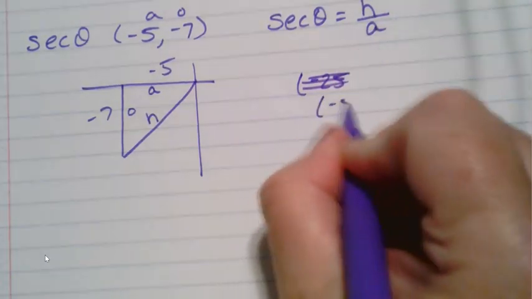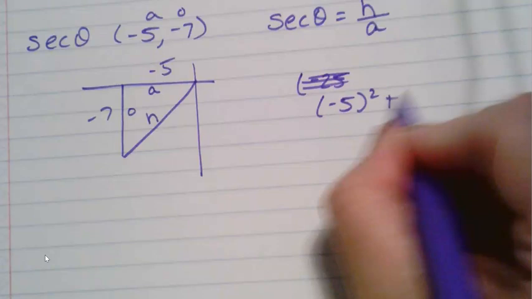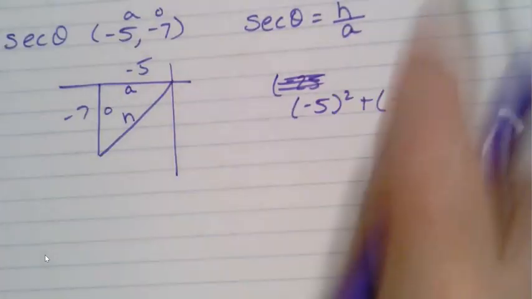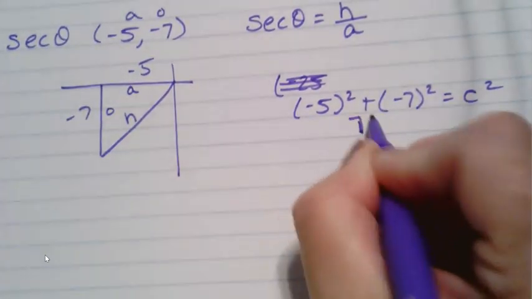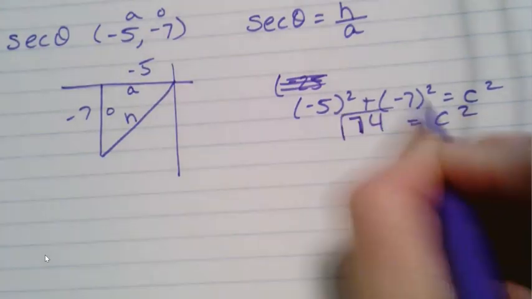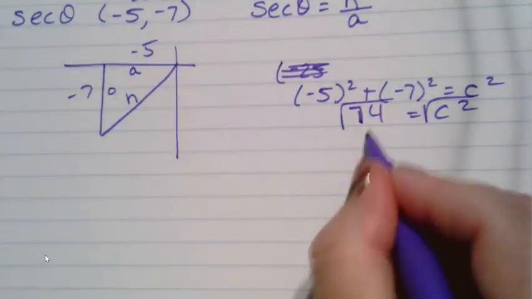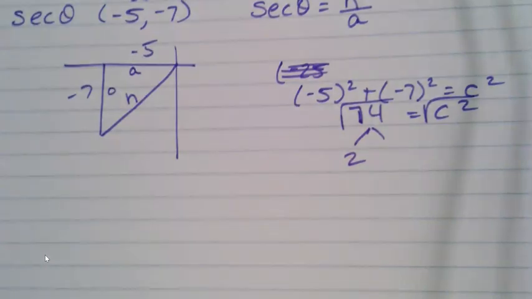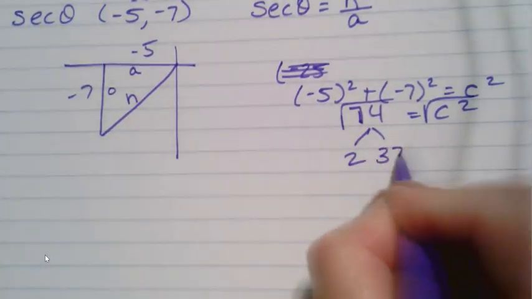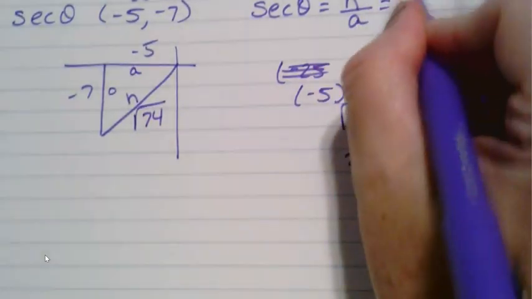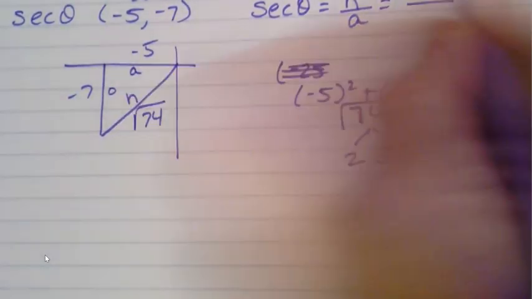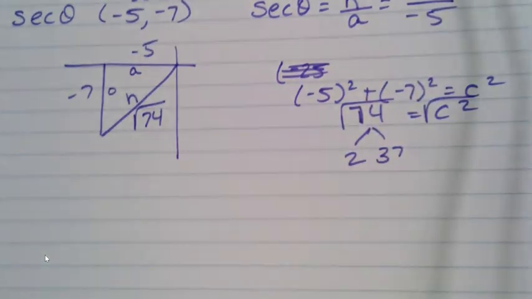So let's take 2. Please put those parentheses around your squares. Because if you do not, you're going to get a negative number, and we know that is not right. Is 74. And 74 is not perfect. So I know it's 2 and something. 37. And 37 is prime, so we leave it as the square root of 74. So square root of 74 over my A, which is negative 5. Okay. Well, that was a whole lot of fun.